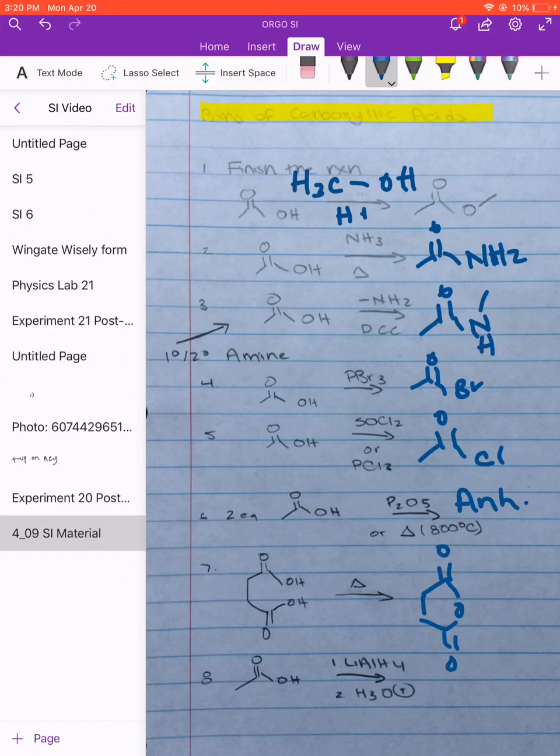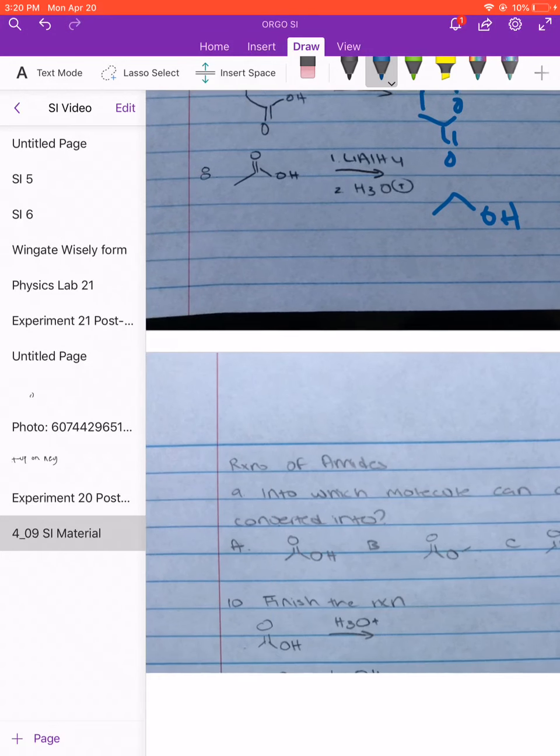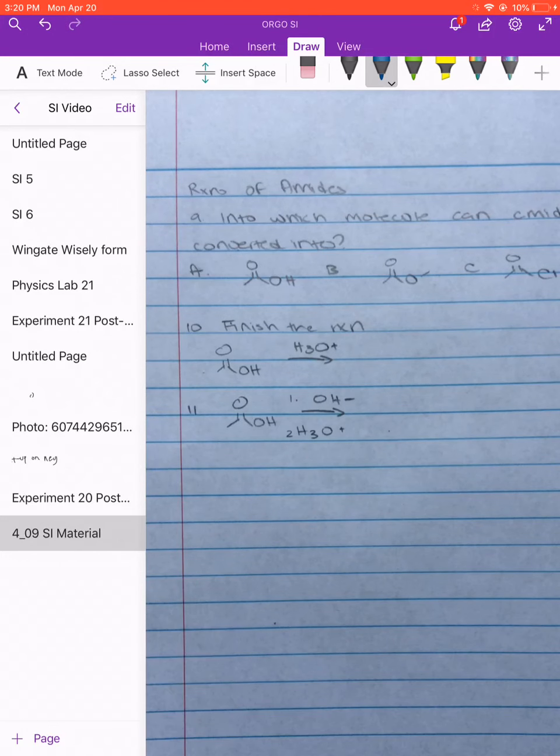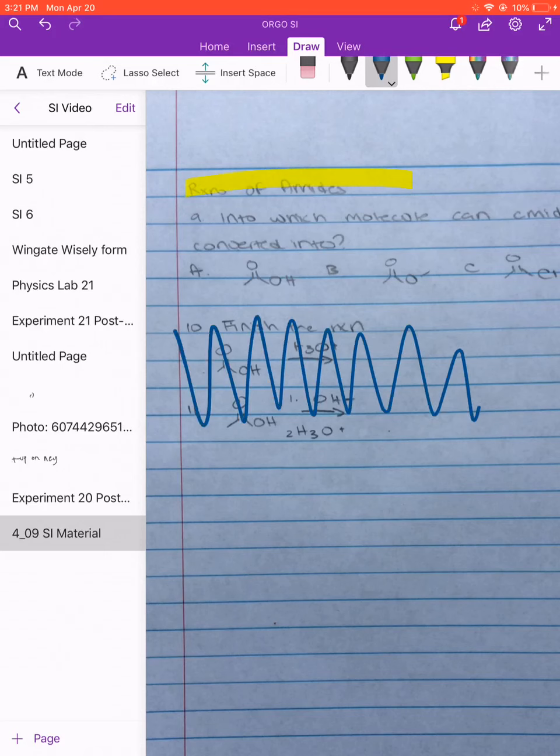And then what about if we have the carboxylic acid and LiAlH4? Well, LiAlH4 is a strong reducing agent, and we're going to reduce that to a primary alcohol. Now for this one, I recognize that I drew these wrong, so I'm going to redraw these.